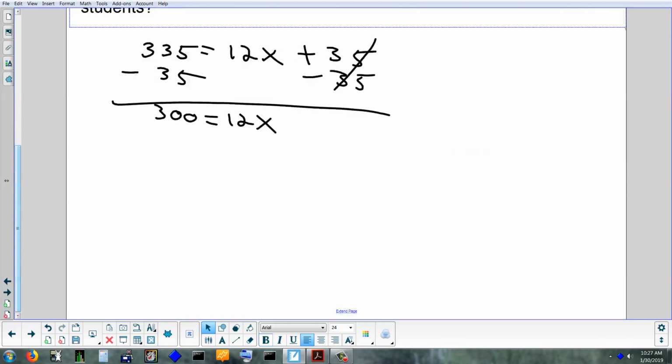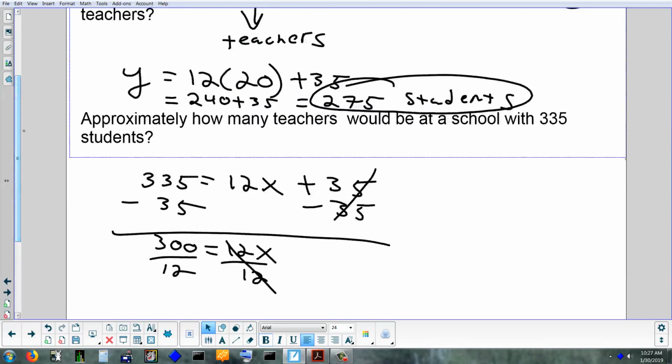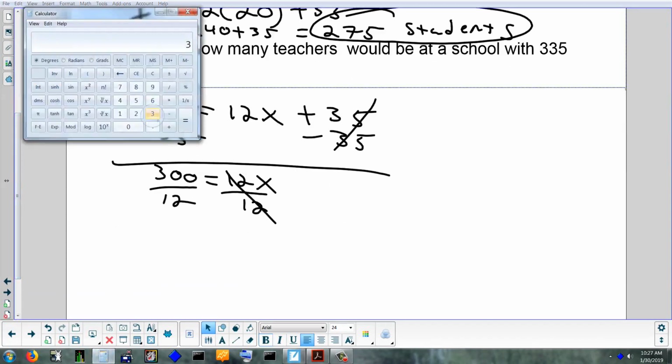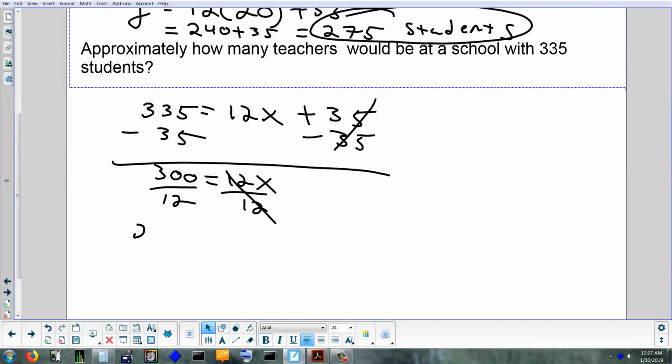And my last step, divided by 12. That gets you 25. So, based on whatever data they used to get this formula, the prediction for how many teachers you would need, well, let's do it out. 300 divided by 12, Donovan, you already did it. You got 25. Yep, comes out exactly to 25. And what is that? 25 teachers. So 335 students would be about 25 teachers.